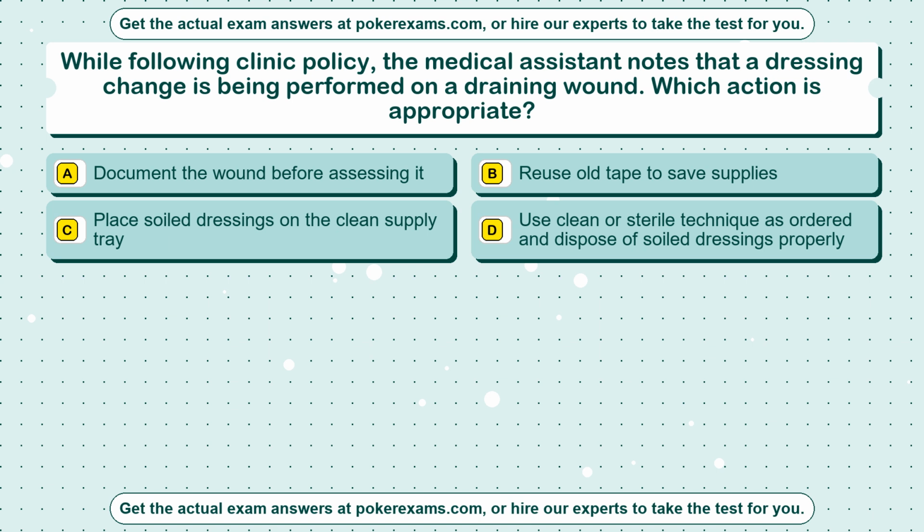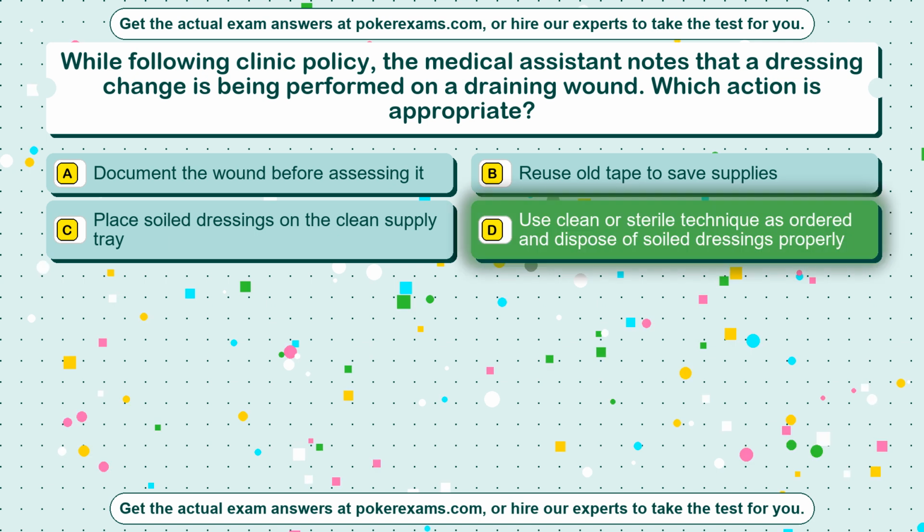Option A, document the wound before assessing it. Option B, reuse old tape to save supplies. Option C, place soiled dressings on the clean supply tray. Option D, use clean or sterile technique as ordered and dispose of soiled dressings properly. The correct answer is option D, use clean or sterile technique as ordered and dispose of soiled dressings properly.